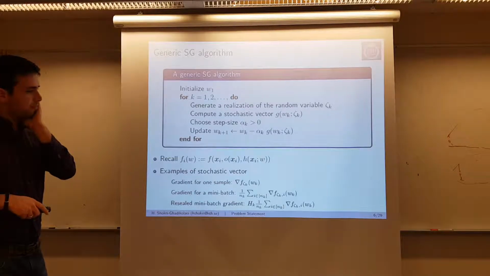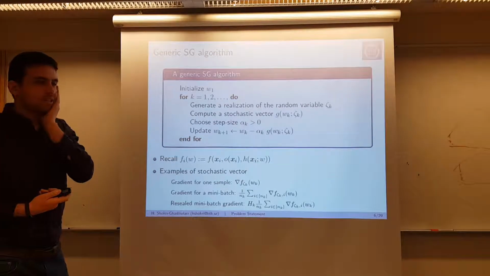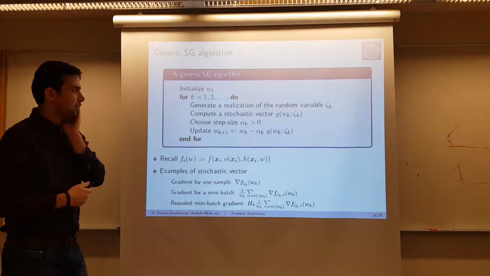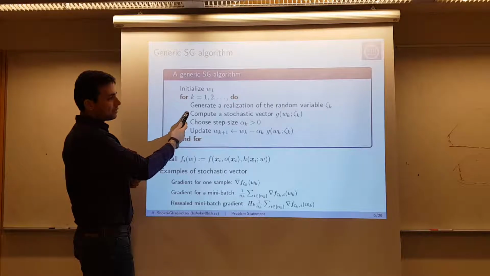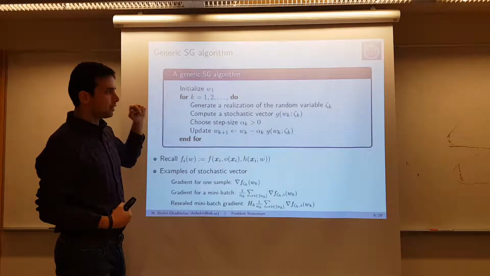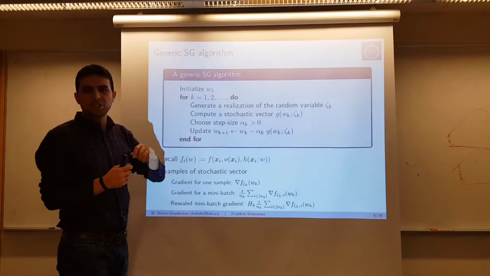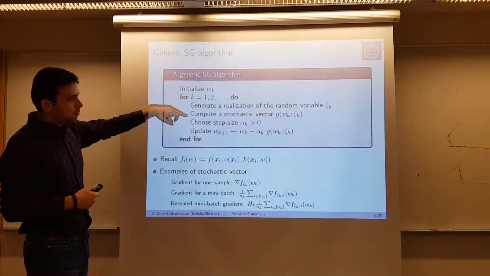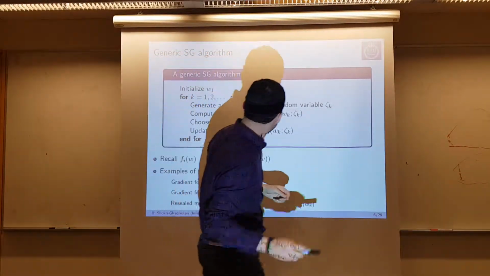So let's now be a little bit more concrete. The first thing is this. A generic stochastic gradient algorithm: you will initialize W1, and for all iterations, you will do this. Very simple things. You need to have access to this function, which is a random realization of a random variable zeta k. Again, zeta k is just one index or a set of indices. Then you need to be able to compute a stochastic vector g.